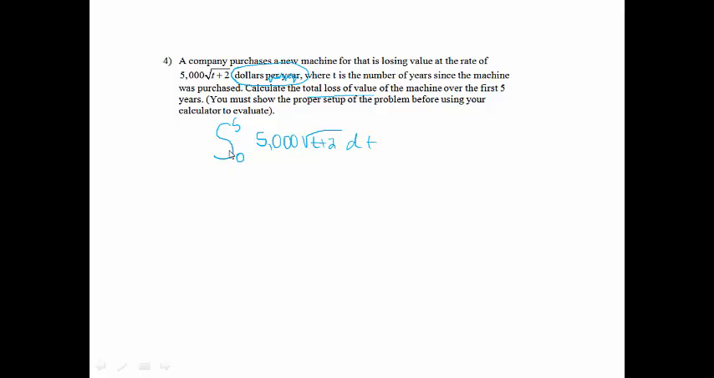Okay, from here, since this is a calculator problem, I would use the Math 9 feature, and when I do that, I will get $52,306.11.